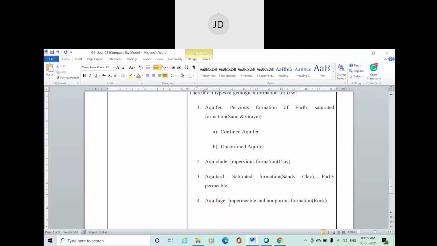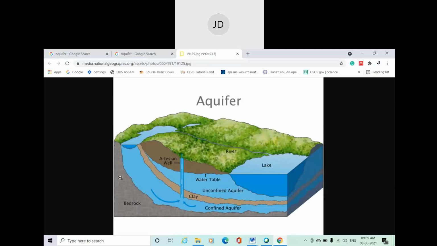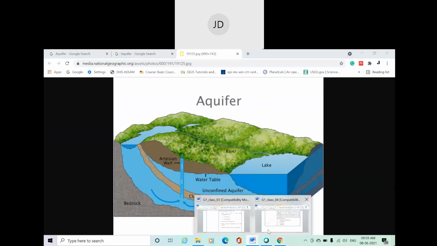Okay, so this particular bedrock, what is it? You can consider it as an aquifer boundary. It is impermeable and impervious, which means water cannot cross through it. So these are the geological formations. Basically, we get water from the unconfined aquifer or the confined aquifer, and water is stored there.